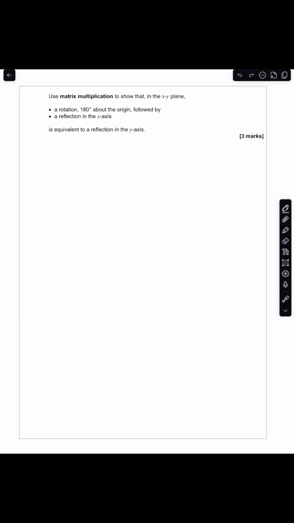Use matrix multiplication to show that in the xy plane, a rotation of 180 degrees about the origin, followed by a reflection in the x-axis, is equivalent to a reflection in the y-axis. The first thing you need to identify is that if a matrix is followed by another matrix, the last matrix is always what starts. So in this case, a reflection in the x-axis multiplied by a rotation of 180 degrees about the origin will be equivalent to our reflection in the y-axis.